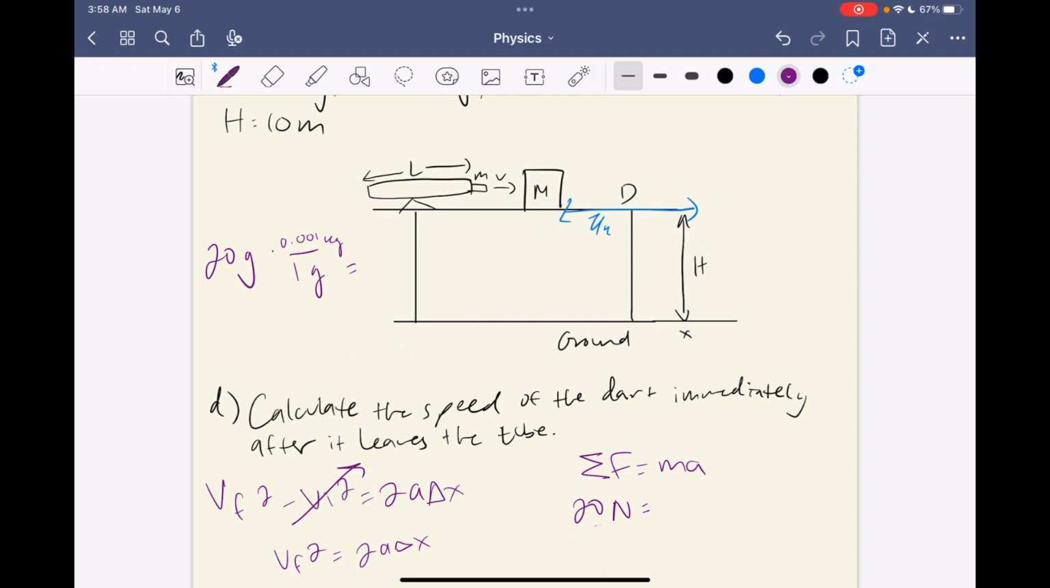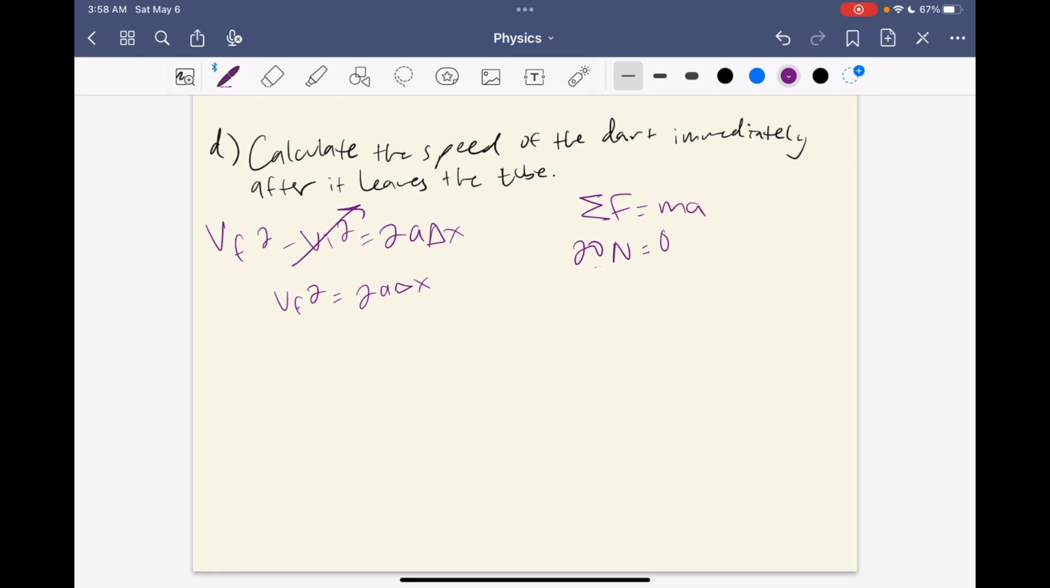So that means that would be 0.02 kilograms. So 0.02a. We can divide both sides by 0.02 to find the acceleration. We get 1,000 meters per second squared. So now we know the acceleration, we can just plug in everything from there.